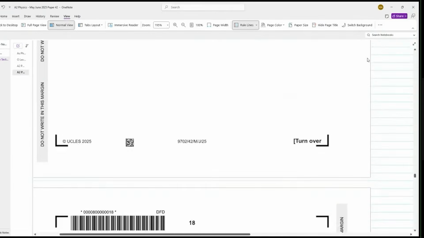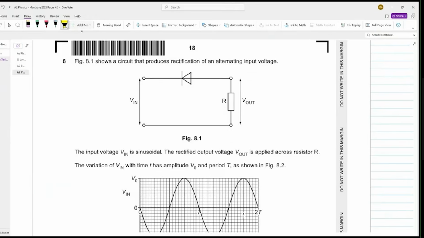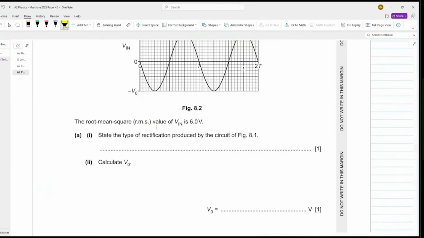Let's further move ahead. Figure 8.1 shows a circuit that produces rectification of an alternating input voltage. The input voltage is sinusoidal. The rectified output voltage is applied across the resistor. The variation of input voltage with time has an amplitude V naught and time period T as shown in figure 8.2. You have V naught and time period T. The RMS value of voltage input is 6 volts.